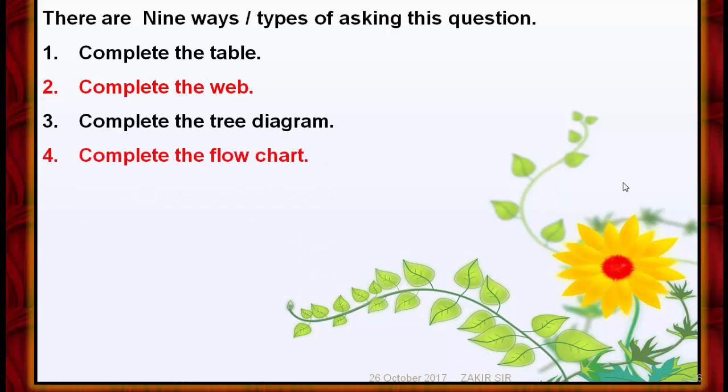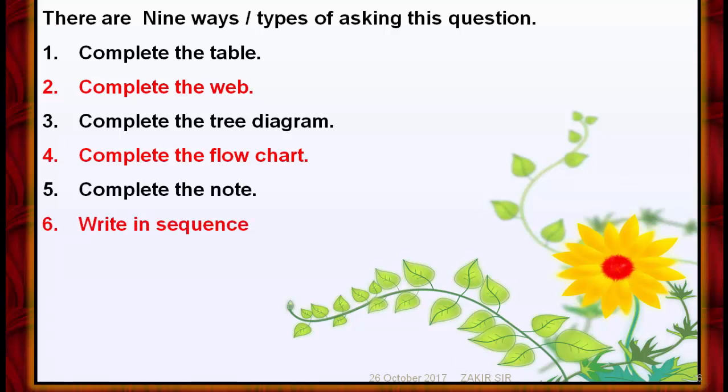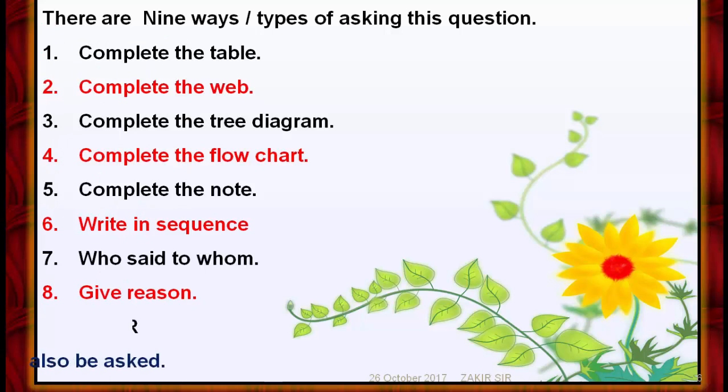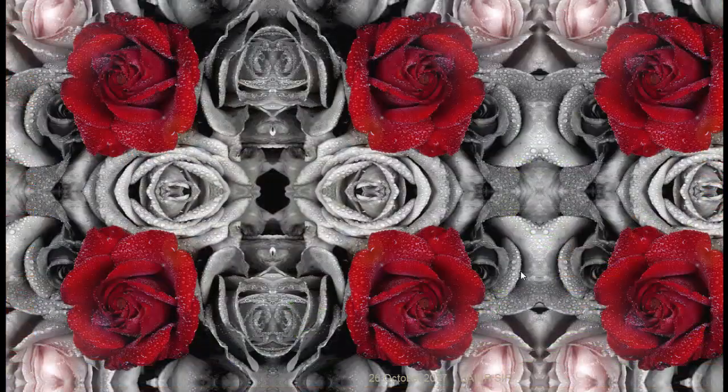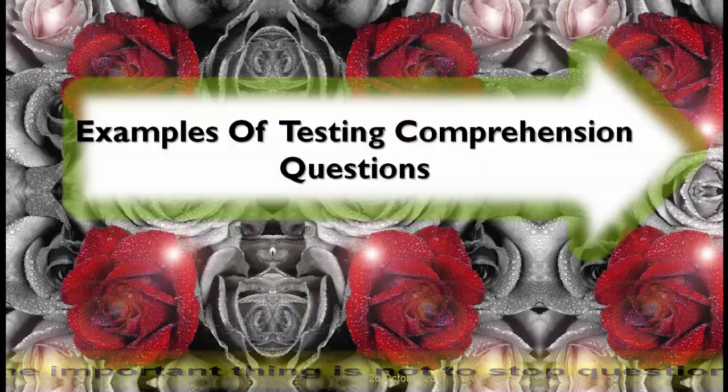Fourth one, complete the flow chart. Fifth one, complete the note. Next one, write in sequence. Next one, what, who said to whom. Next one is give reasons. And if this question is asked in a descriptive form, there will be different types of questions. That will be the ninth way of asking this question. Now, ahead, we are going to see examples of testing this comprehension question.